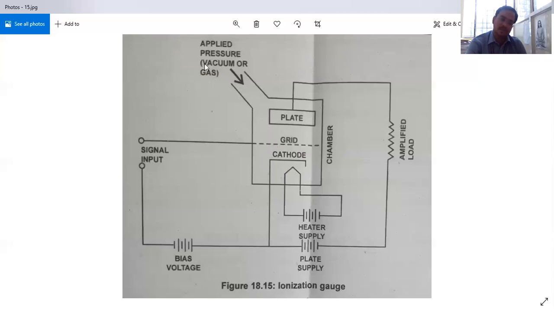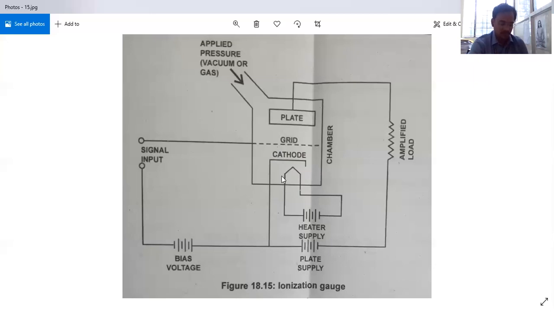We should require the analysis of different gases. Some gases may get decomposed due to the hot filament. Decomposed means it will get destructed. All atoms will get destructed because of this heater. We are having a filament here, this heater here. So this heater is the main cause to generate the electrons.